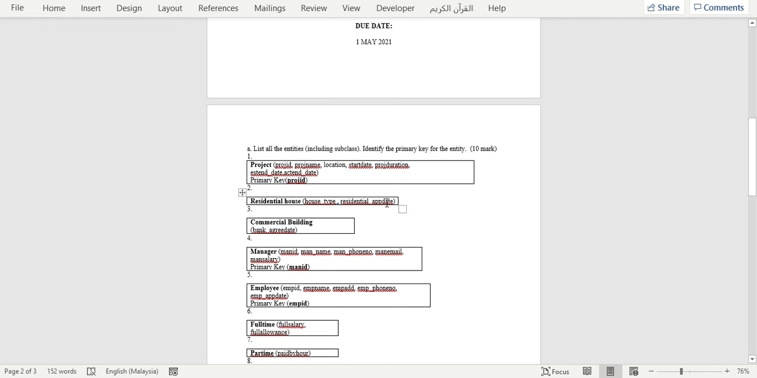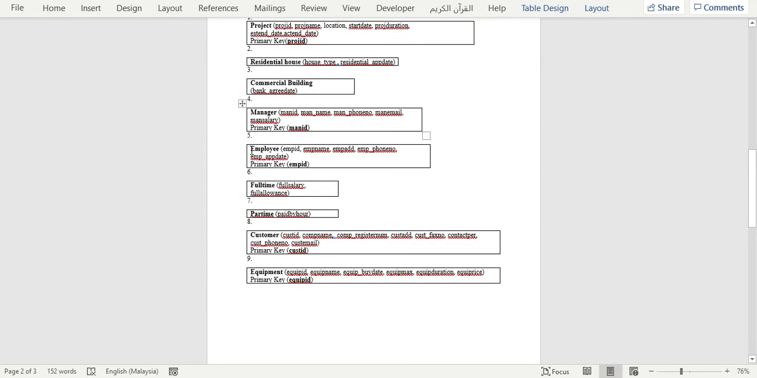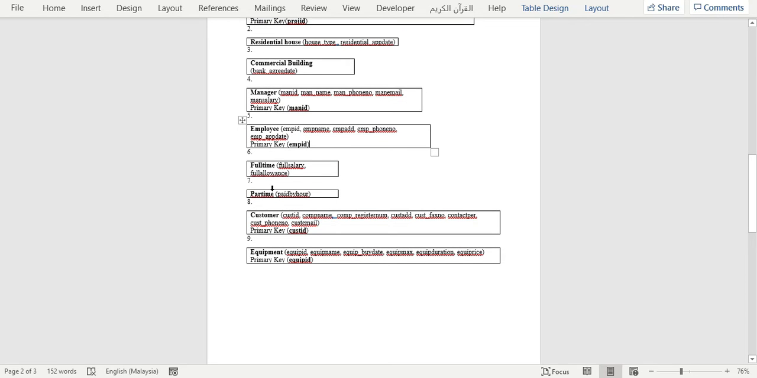They are the subclasses of project: house type, residential estate, commercial buildings, bank, aggregates. The fourth entity is manager, and the primary key is manager ID. The fifth entity is employee, and its primary key is employee ID. The sixth and seventh, full-time and part-time, are subclasses of employee. Full-time has salary and allowance. Part-time is paid by hour.